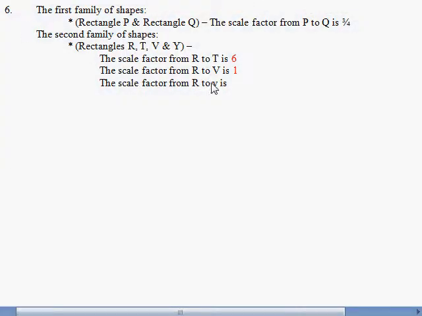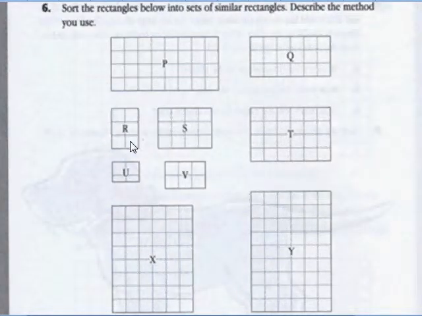All right, and the last one that I talked about was R to Y. So we've got to figure out the scale factor for R to Y. All right, 2 times 3 is 6, and 3 times 3 is 9. So R to Y, the scale factor was 3.